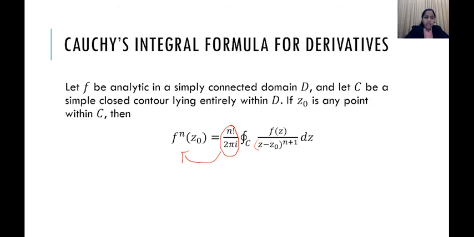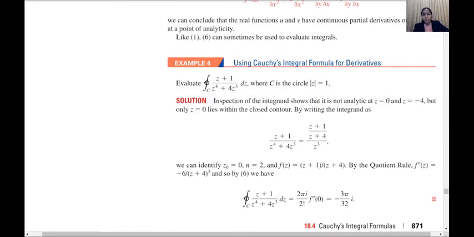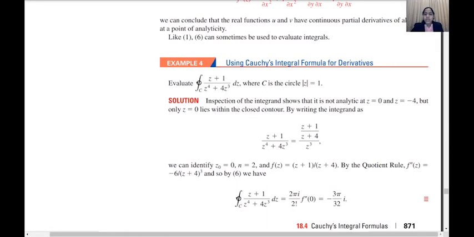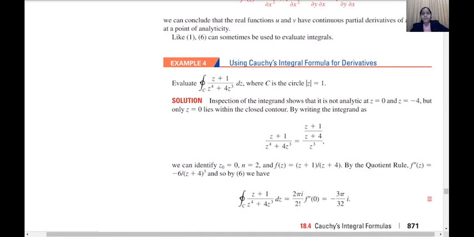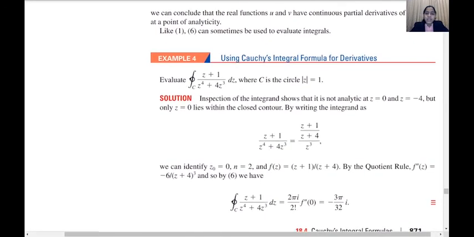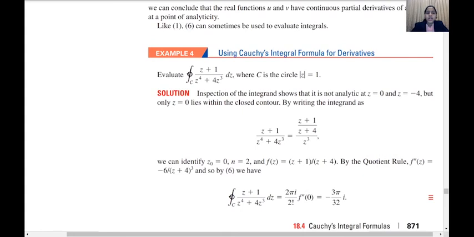The examples in your textbooks will make this concept a little more clear, so let's just move on to these examples. What are we asked to do? We are asked to evaluate the integral of z plus 1 divided by z raised to 4 plus 4z cube dz, where c is the circle mod z equal to 1, right?